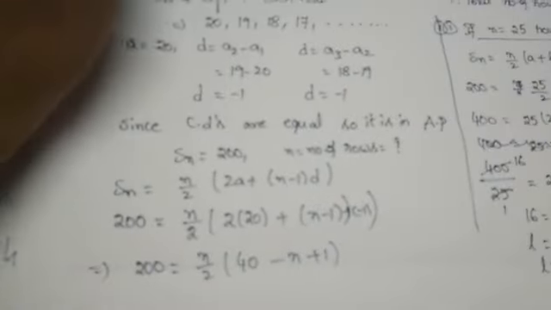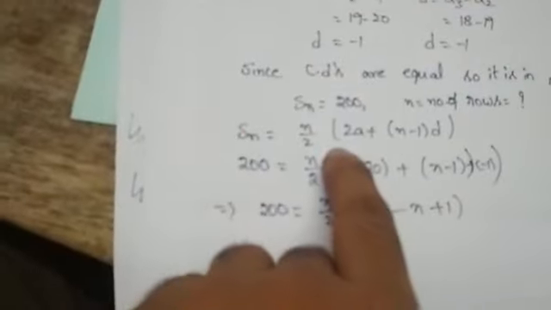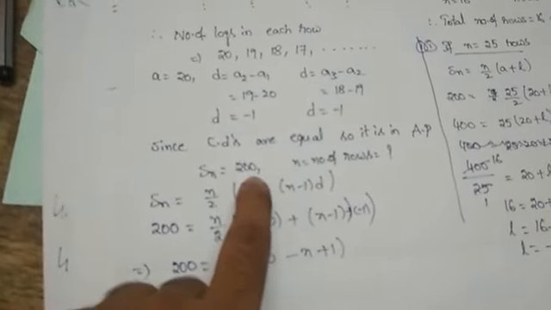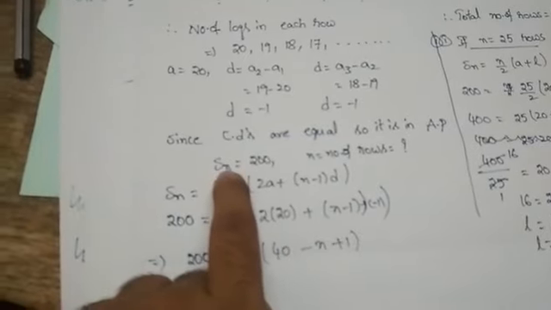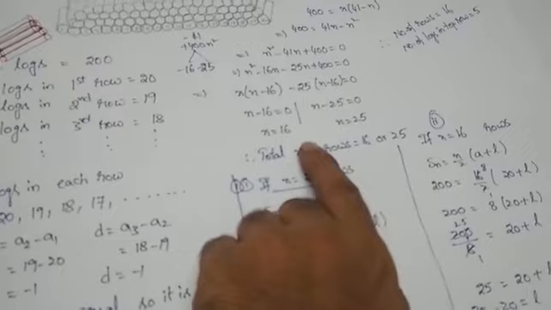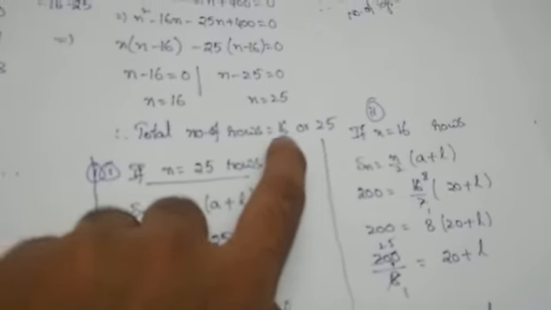First we will calculate number of rows. So for that I have used the formula sum of terms. Sn value he has given how much? 200 he has given directly. So total logs are 200. So that's why Sn is equal to 200. I substituted value and I got two values, n equal to 16 and n equal to 25. Means that either I have 16 rows or I may have 25 rows.